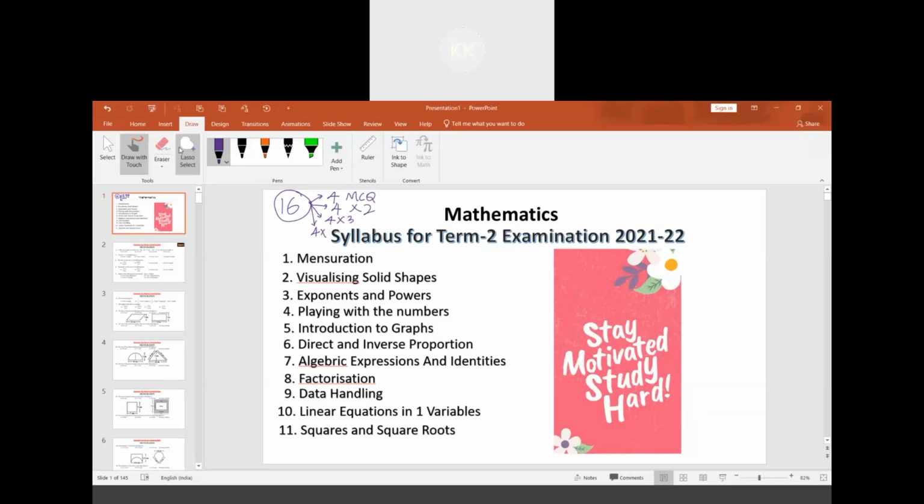3 marks questions are not there. 4 questions of 1 mark, 4 questions of 2, 4 questions of 3, 4 questions of 4, totally 40 marks.